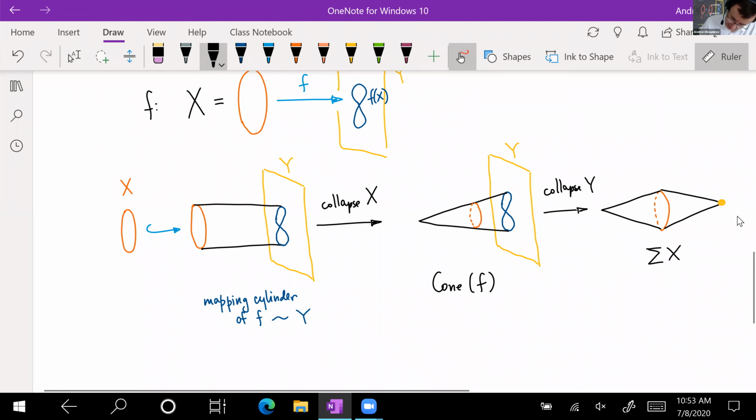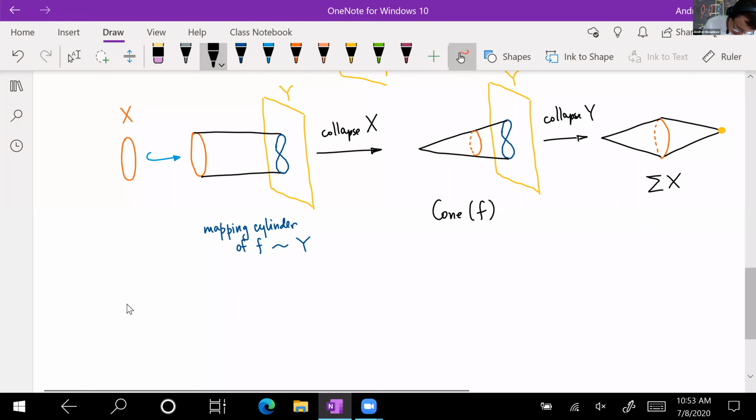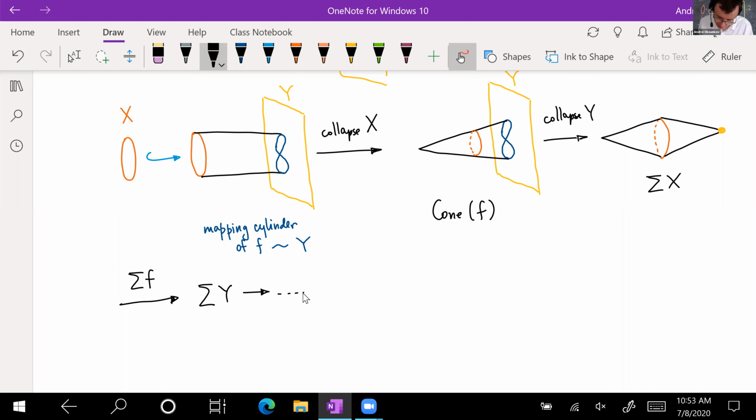So this is one. And so we get this map, the suspension. Natural maps between suspensions. So this is just the suspension of Y, and so on forever. And the basic result is that if I take the sequence, a fundamental result about the sequence.